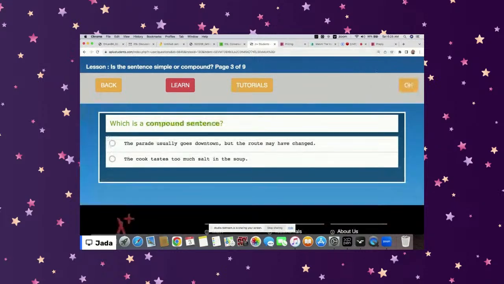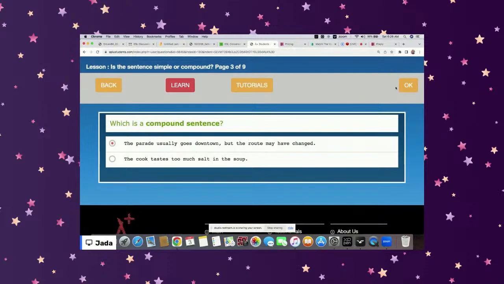Okay, which is the compound sentence now? The first one or the second one? The parade usually goes downtown, but the route may have changed. The cook tastes too much salt in the soup. The first one. Of course, you didn't pay attention. That's why you're saying the second. The second is the simple sentence.